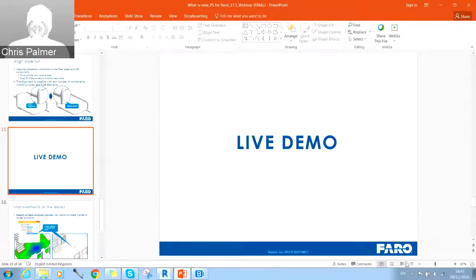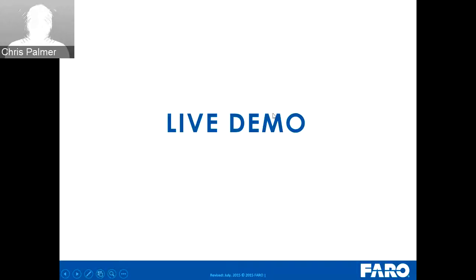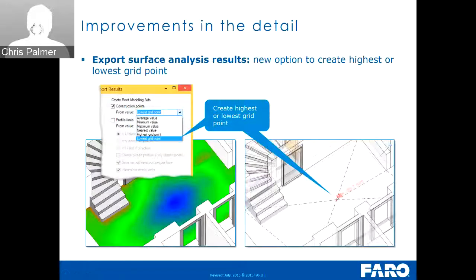So just to jump back into the PowerPoint now, one other very small improvement that we've got in the software, just with our heat map tool, is that there is now lowest grid point selection for the construction point values. So when we're creating our heat maps, we've just got an additional small selection that we can use to generate that map and give us a very low point for floor flatness and things like that. That's a very small improvement in the detail.